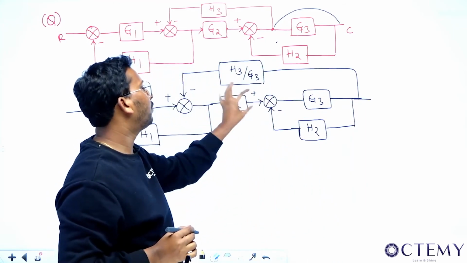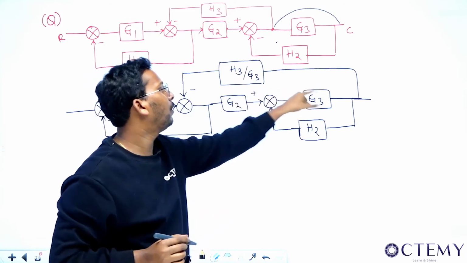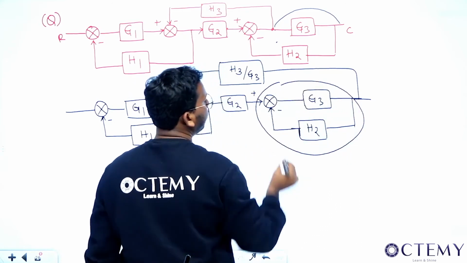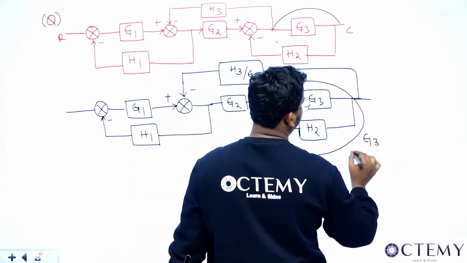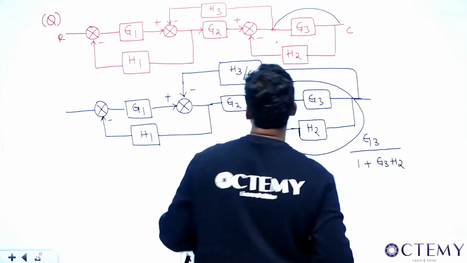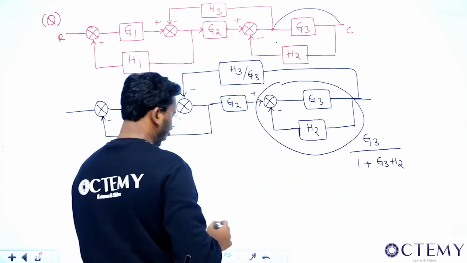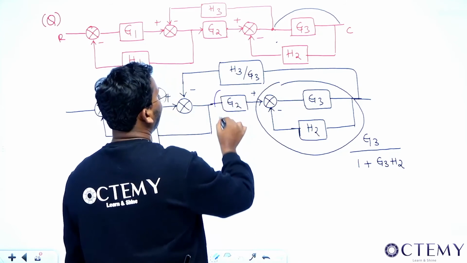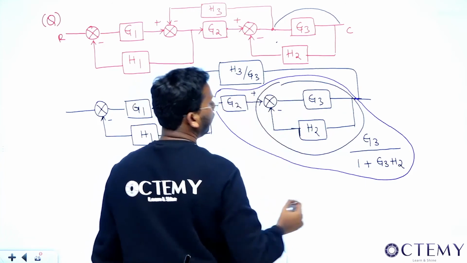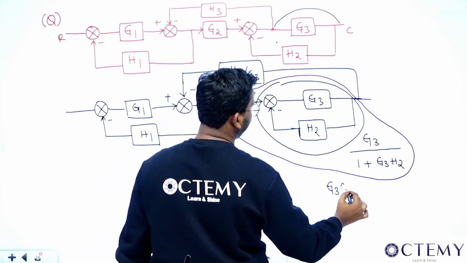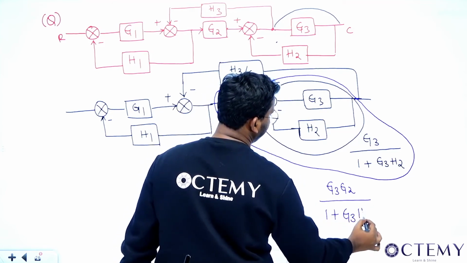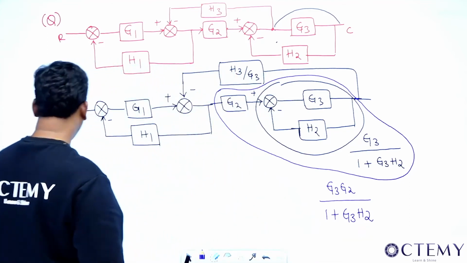So now this is easy for me. Whatever is the input here, let that be. I can solve this block like this, sir. I can replace this block with G3 divided by 1 plus G3H2. Now if I have to combine this fellow, what will happen, sir? If I have to combine these two fellows, that will entirely become G3, that is simply cascading, G2 G3 divided by 1 plus G3H2, right? So see sir, how will the next block diagram look like?